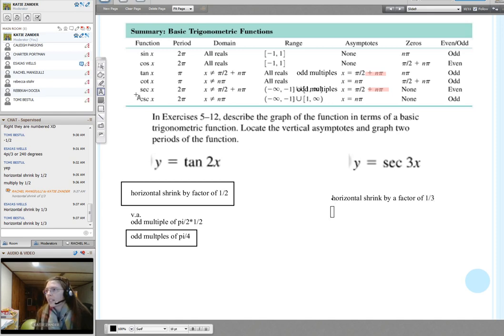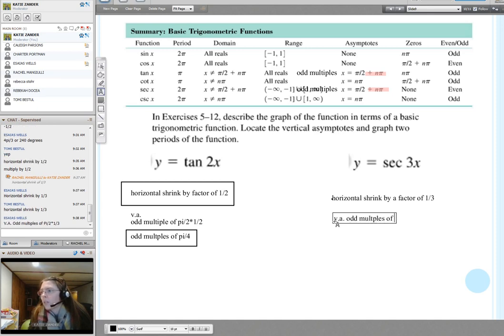Now, secant. If I look up at my chart, the vertical asymptotes there were also odd multiples of pi over 2. However, it's not going to be pi over 2 anymore. Where are my asymptotes occurring? So vertical asymptotes are occurring at odd multiples of... yep, so when I multiply those together, pi over 2 times 1/3 gives us what?